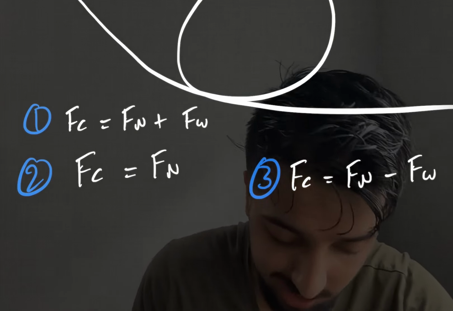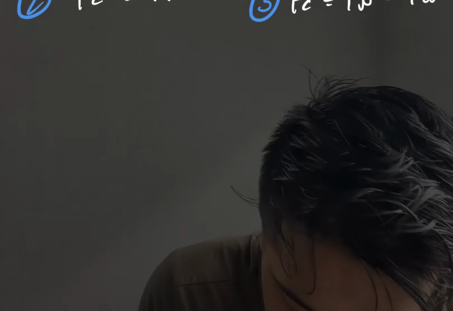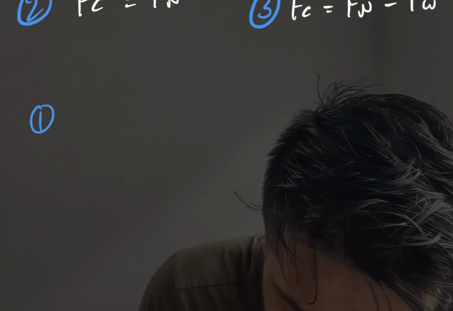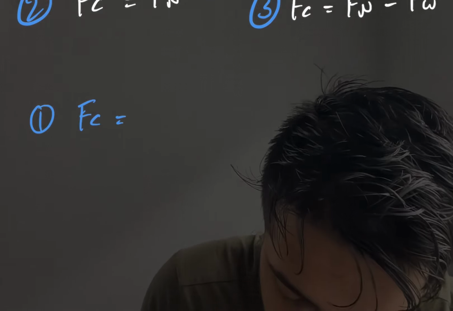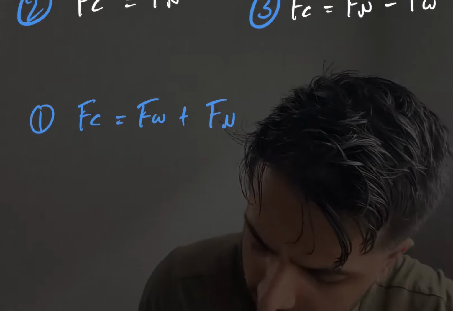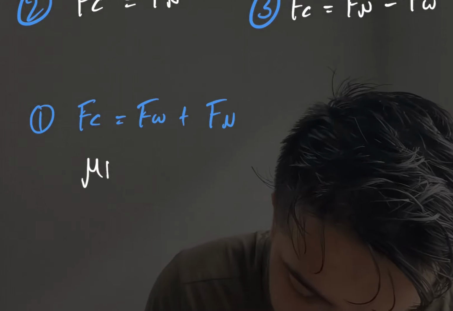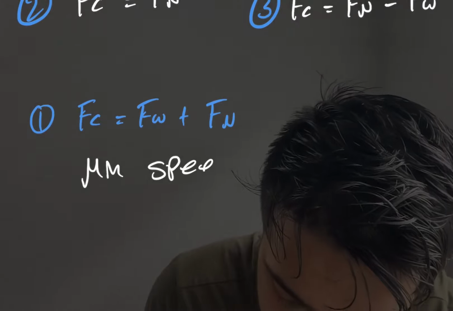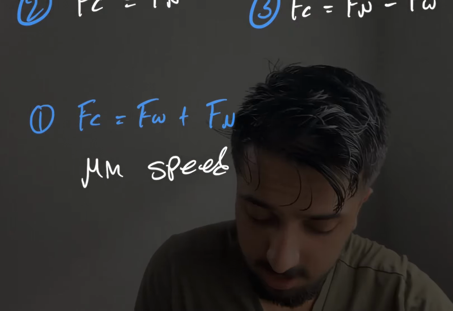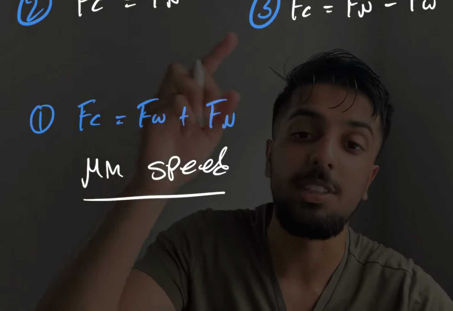Okay, so discussing point number 1 further. If we draw this down here, our first point was saying that the centripetal force is equal to the weight force plus the normal force. Now in level 3, you'll hear this term called minimum speed. And so what that essentially means is the minimum speed required for the cart to go around the loop.